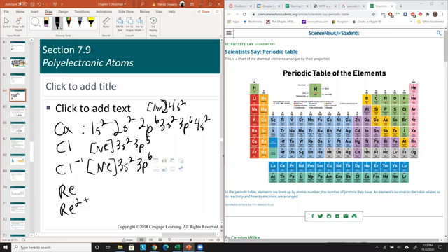And here's another example with Re. So Re, we're not going to write all that stuff out. That's crazy. That has 4f14, etc. But I think it would be good practice for you guys to do on your own to write one with an f block in the middle.